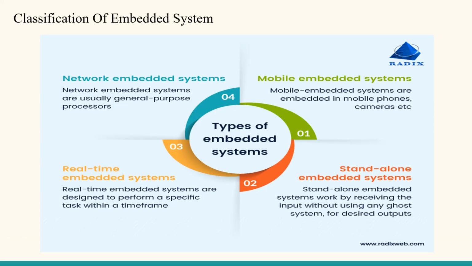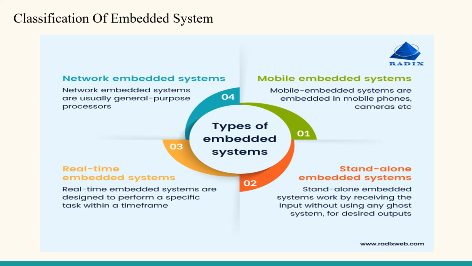Then we see here the classification of embedded systems. There are four types of classification here. First is the mobile embedded system, which means it is embedded in mobile phones, cameras, etc. Second is the standalone embedded system. Standalone embedded systems work by receiving input without using any host system to produce desired outputs. Third is the network embedded system. Network embedded systems are usually general purpose processors.